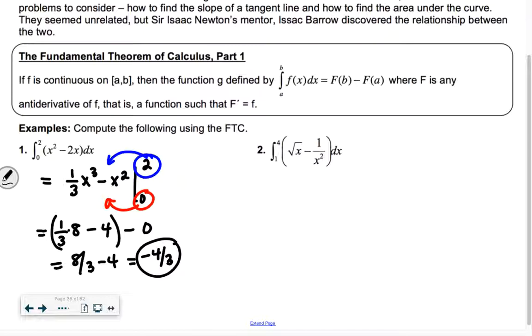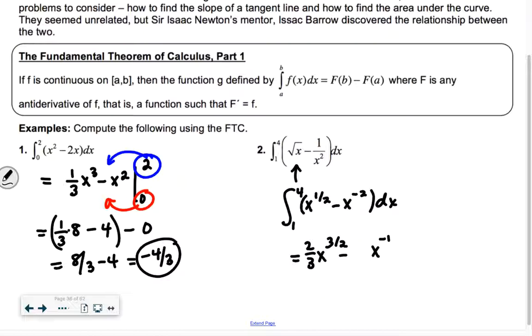Okay, and same idea for this one. We could just rewrite it. So we'd be like, oh, well, that's really just finding the integral of x to the 1/2 minus x to the negative 2. So if I do that, I add 1 to the powers. My new number out front would be a 2/3 minus, I add 1 to the power, my new number out front would be 1 over negative 1, which is just a negative 1. And then I'm going from 1 to 4.